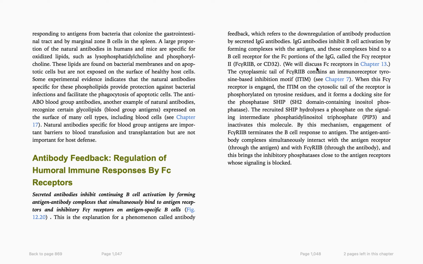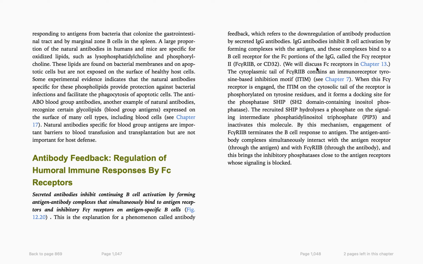Some experimental evidence indicates that natural antibodies specific for these phospholipids provide protection against bacterial infections and facilitate phagocytosis of apoptotic cells. The anti-ABO blood group antibodies, another example of natural antibodies, recognize certain glycolipid blood group antigens expressed on the surface of many cell types, including blood cells. Natural antibodies specific for blood group antigens are an important barrier to blood transfusion and transplantation, but not important for host defense.